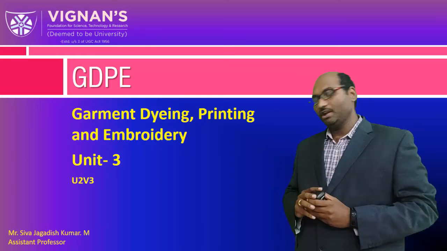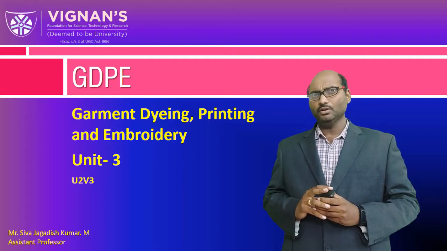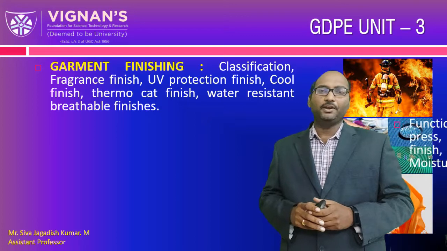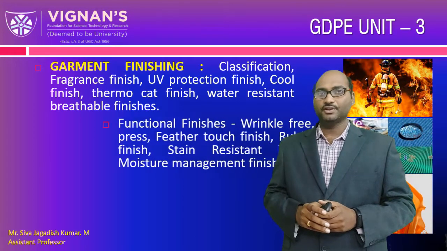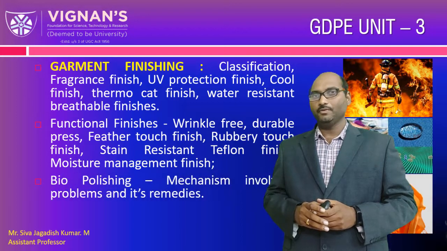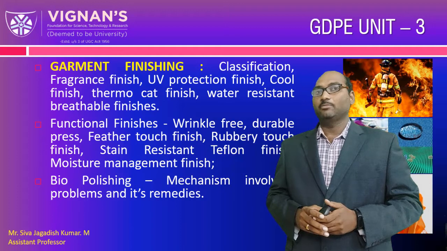So we are in unit 3 and this is video 3. If you consider the GDPE unit 3, it is mainly concentrated on garment finishes. In unit 1 we have seen garment dyeing, in unit 2 we have seen garment printing techniques, and in unit 3 we are seeing the garment finishes.